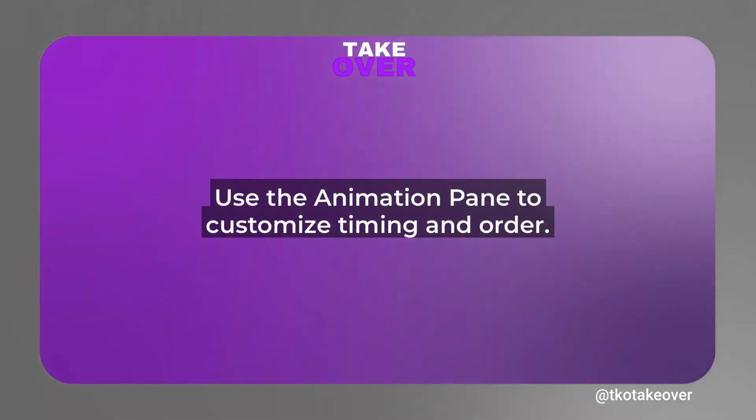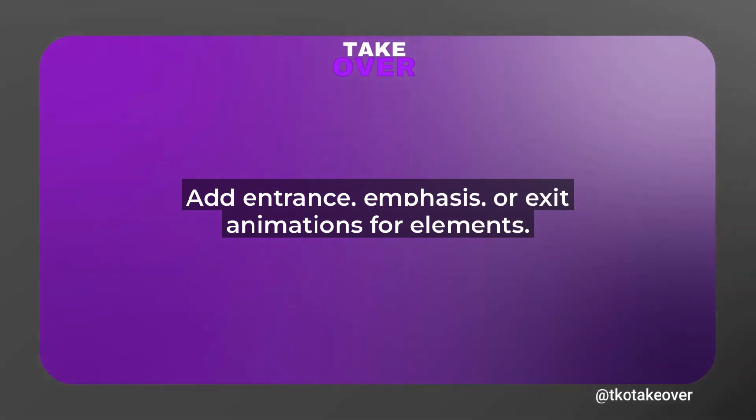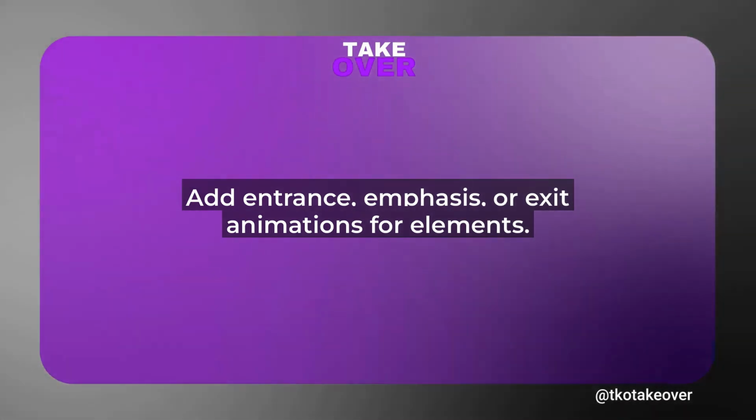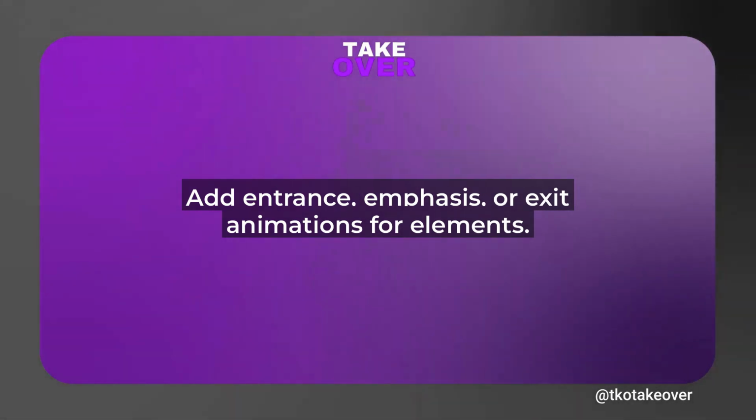For instance, if you want text to appear word by word, select the text box, choose an entrance effect like Fly In, and adjust the settings in the Effect Options dropdown. This gives you precise control to avoid overwhelming your viewers.